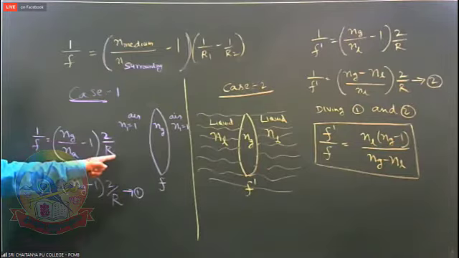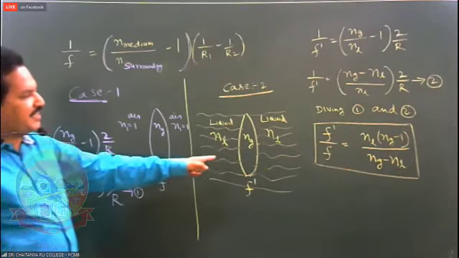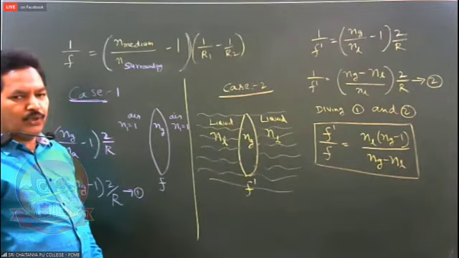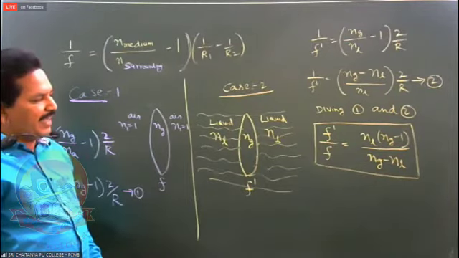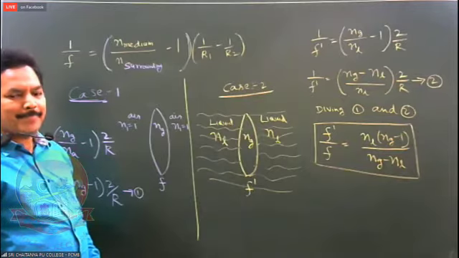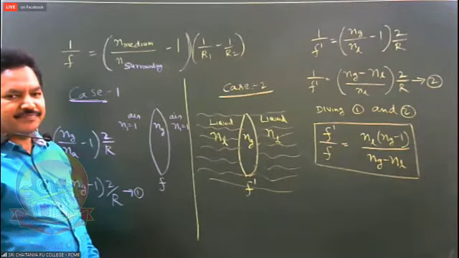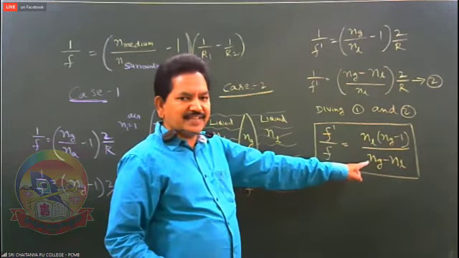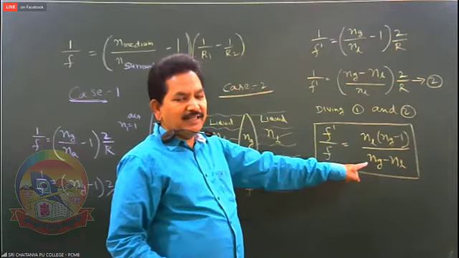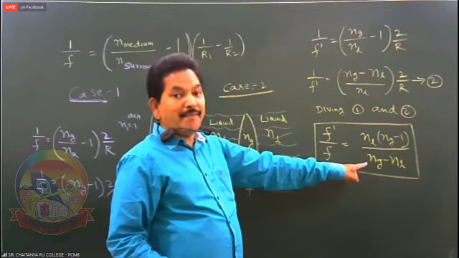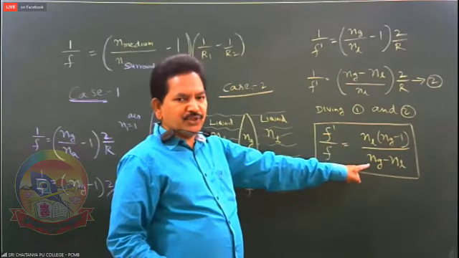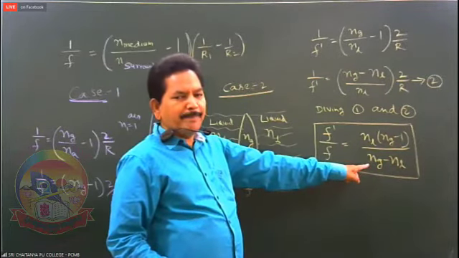First it is in the air column, now it is in the liquid. F dash by F is equal to NL into Ng minus 1 divided by Ng minus NL. Three cases arise because in the denominator Ng minus NL is there. Ng minus NL may be positive, may be negative, may be zero.